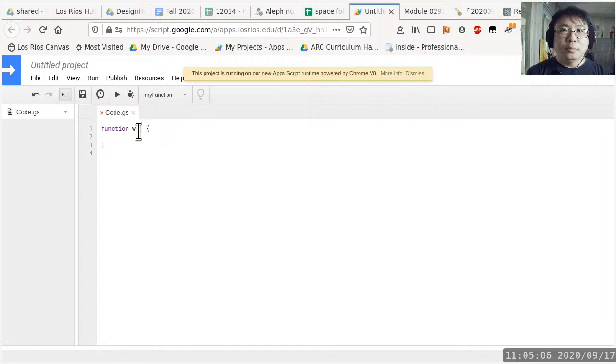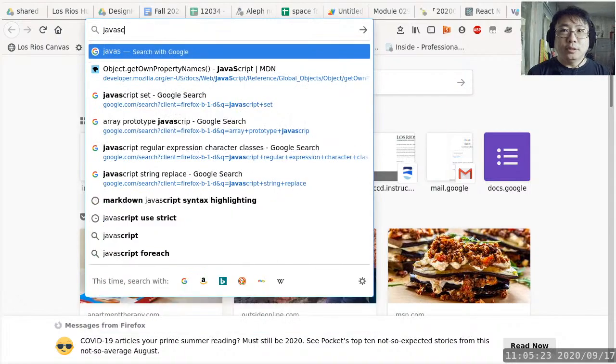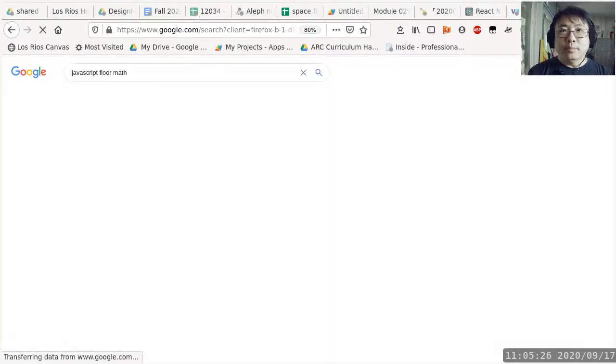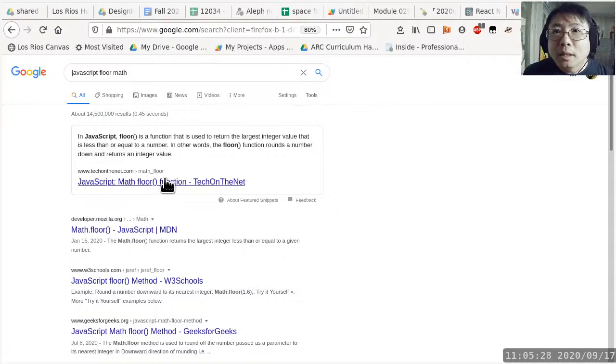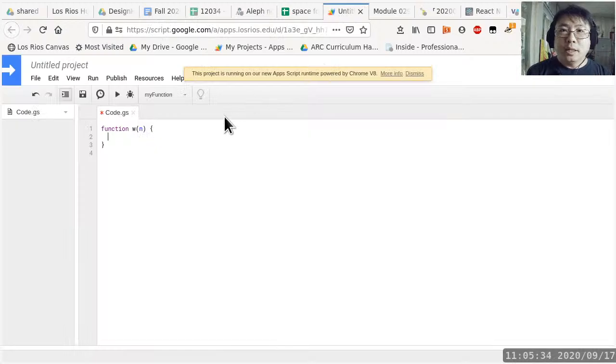So we'll define w, and the parameter is called n. Now we can more or less copy the equation that we have. I'm really bad at remembering equations, and we have to take the floor, so now I have to look up how to do this in JavaScript. I think it's just Math.floor or something. Yep, Math.floor. There we go. So we'll say return a value, which is Math.floor of something. Now go back to here.